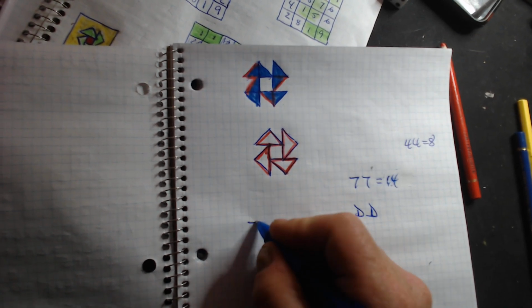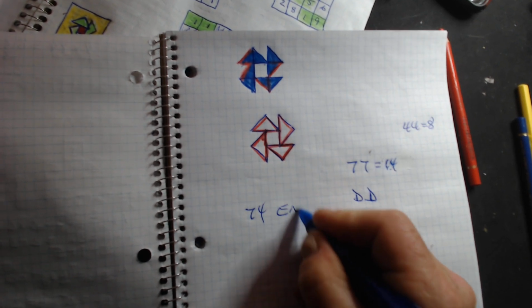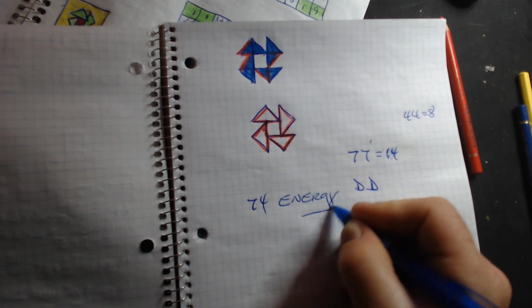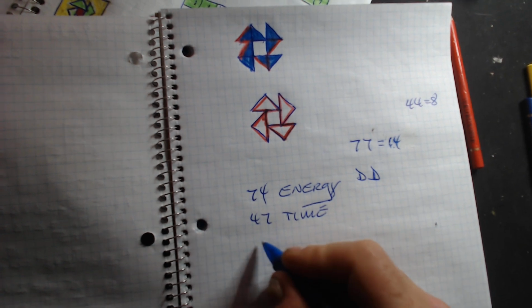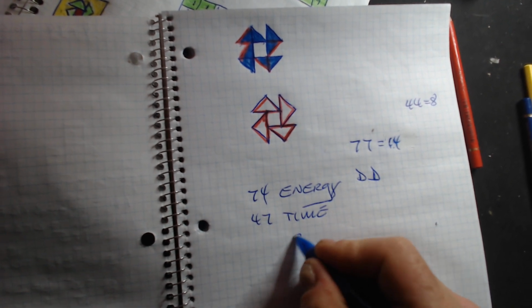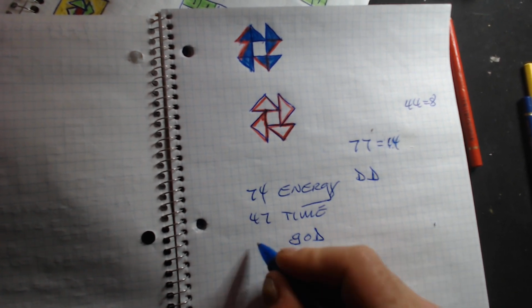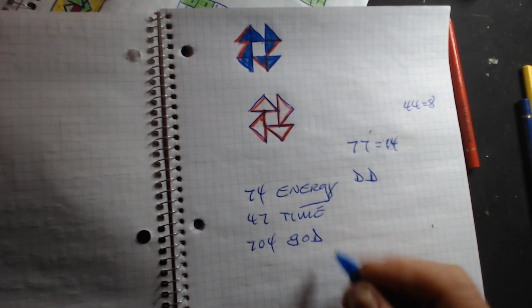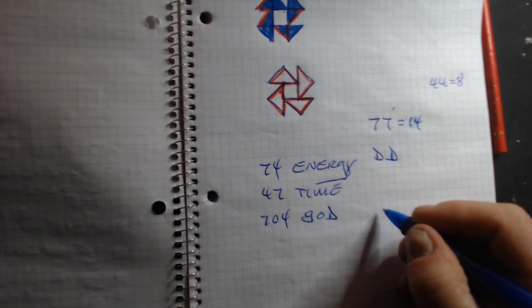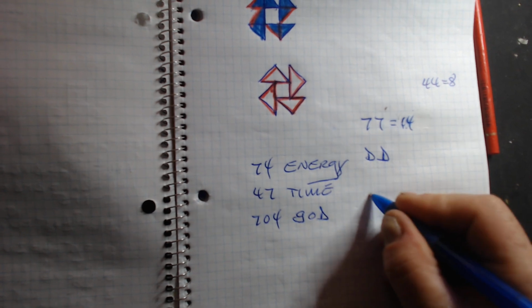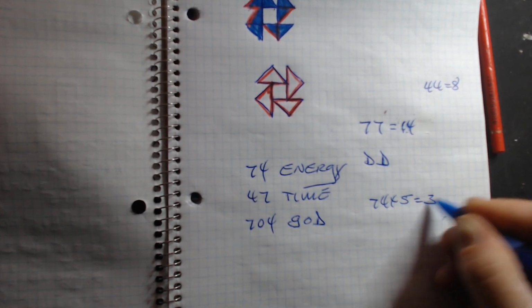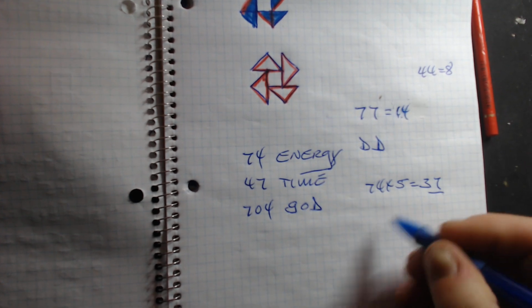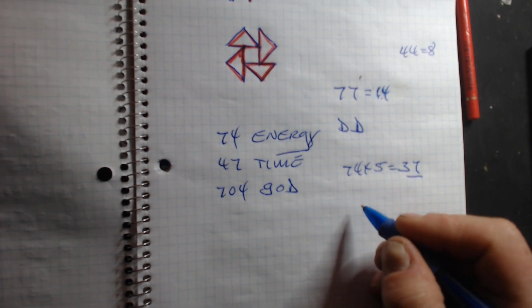So now what we have is 74, which is energy. And we have 47, which is time. Then we also have God, but we use that as a 0, which is 704. And what's really ironic is that when you multiply 74 in full by 5, it equals 370, which is half of what full creation is, of 333.